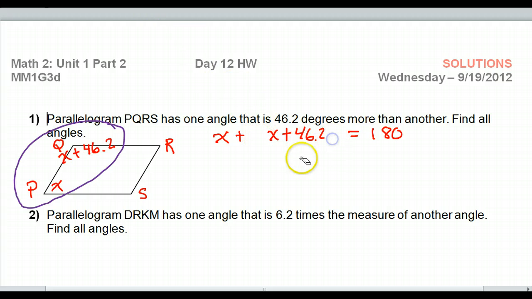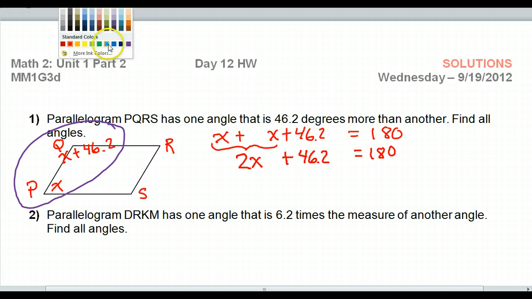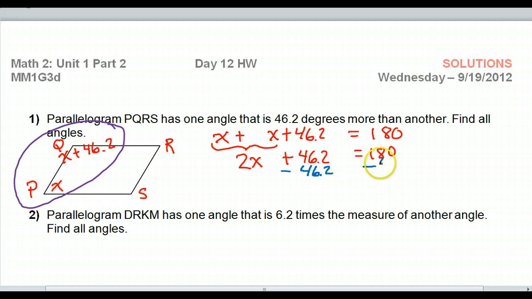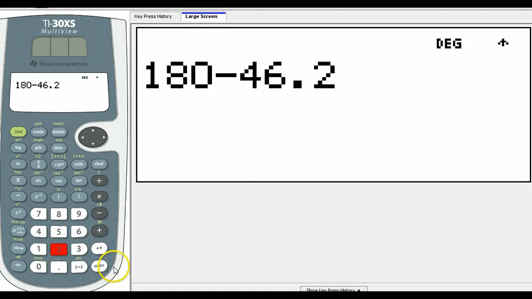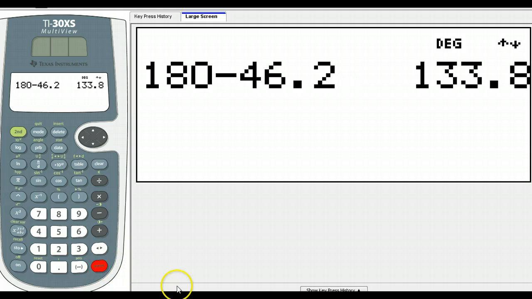Now these parentheses aren't really doing anything because there's no distributive property or anything. So I'm really just going to combine my like terms right here. If I put those together, that's going to make 2x. So now I've got 2x plus 46.2 is equal to 180. All right, time to subtract 46.2 from both sides. 180 minus 46.2, that's 133.8.